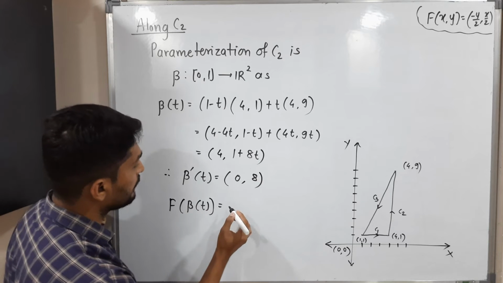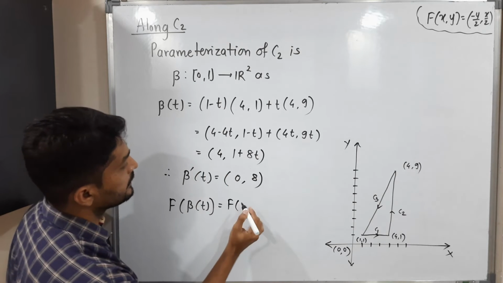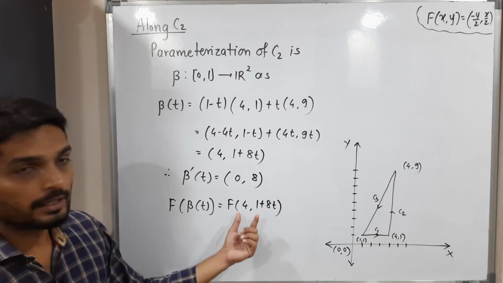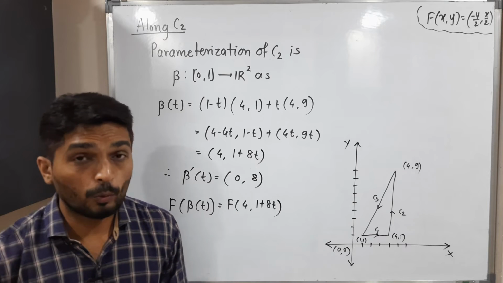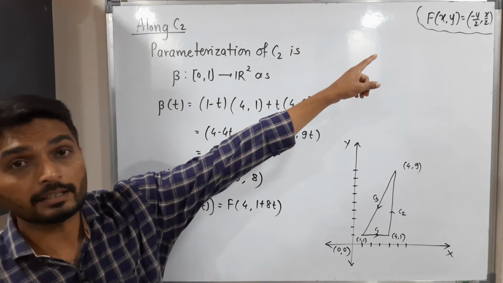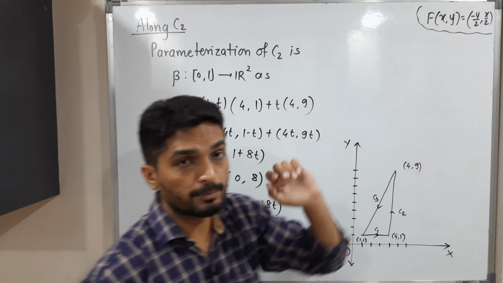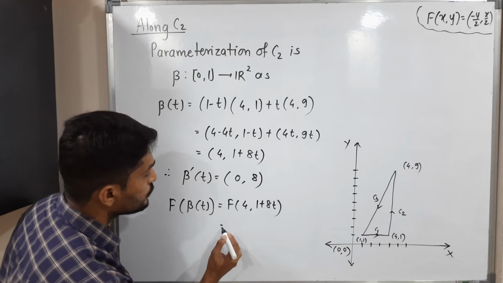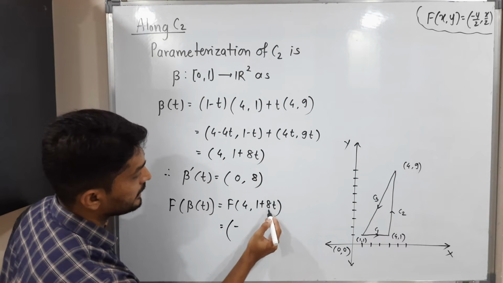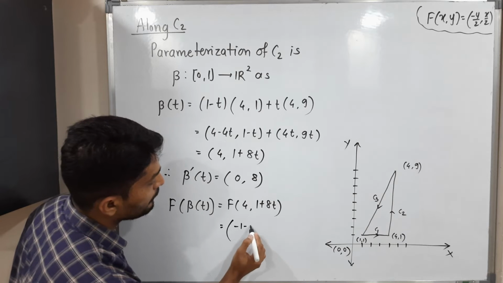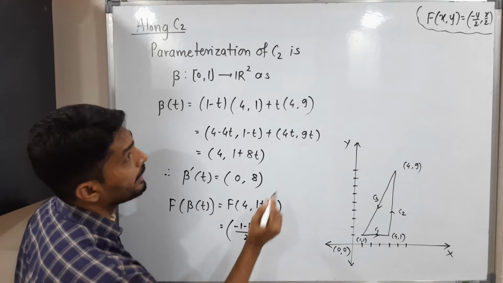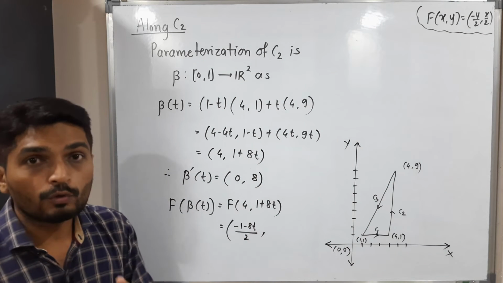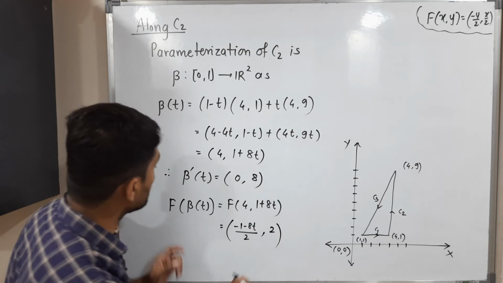So f of beta of t will be f of, what is my beta of t? It is (4, 1 plus 8t). So this is our beta of t, right? After that we have to apply the definition of f. What is the definition of f? I have written there, right? So minus y by 2 comma x by 2. This is my x and this is my y. So I am going to follow that definition. It should have a minus sign. So minus (1 plus 8t), but we should divide by 2 also, and x by 2: x is 4, 4 by 2 will be 2. So this is f of beta of t.